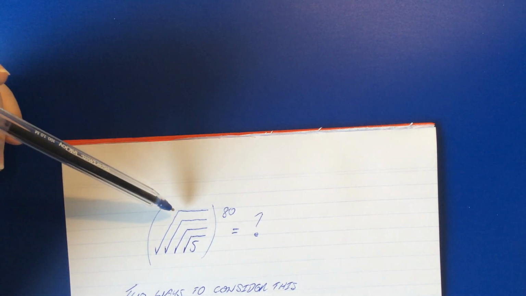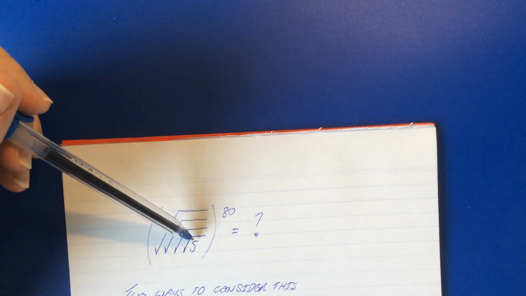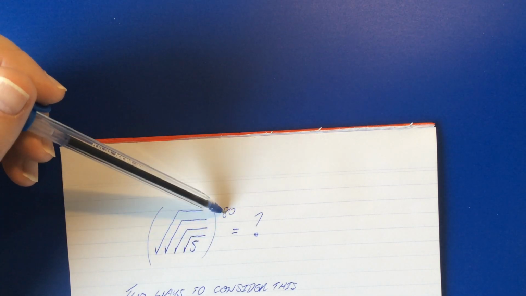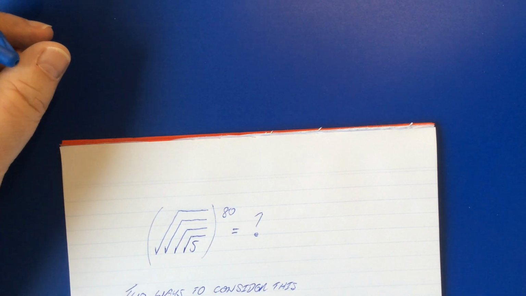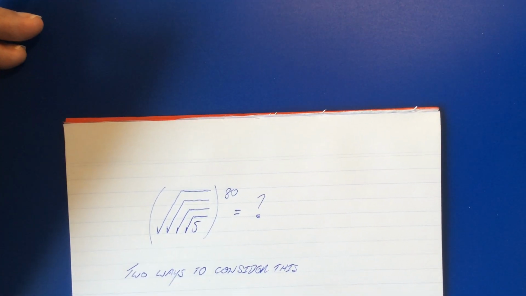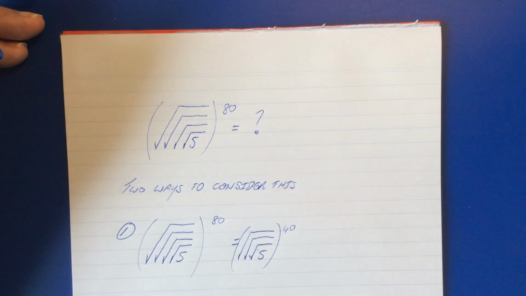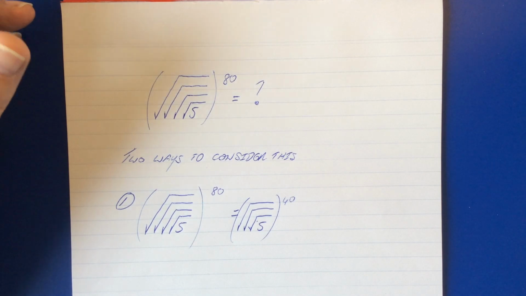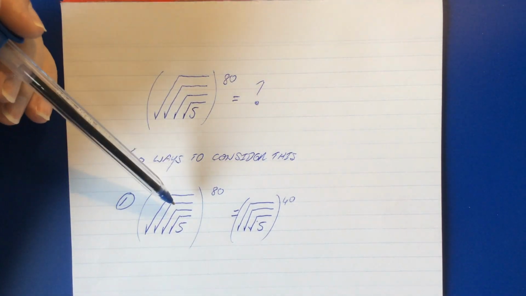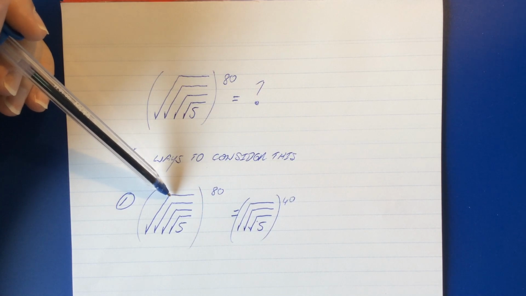Here's an interesting problem: the square root of the square root of the square root of the square root of 5 to the power of 80. What does it equal? Well, there are a couple of ways of dealing with this. I think they probably amount to the same thing, but I'll go through them anyway, and we'll get to an answer. Quite possibly you can see from what I've got here where this is heading.